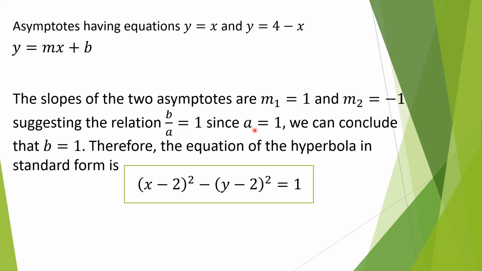Since a is 1, the distance from the center to the vertex is 1. Using the formula for our asymptotes, with the part b over a, since a is 1 and the slope of one of the asymptote lines is 1, that suggests b is equal to 1 also. Therefore, the equation of the hyperbola in standard form is the quantity x minus 2 squared minus the quantity y minus 2 squared equals 1.